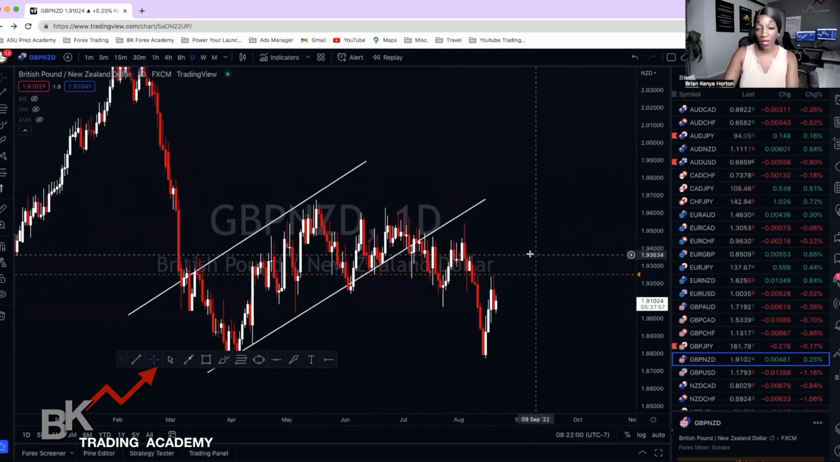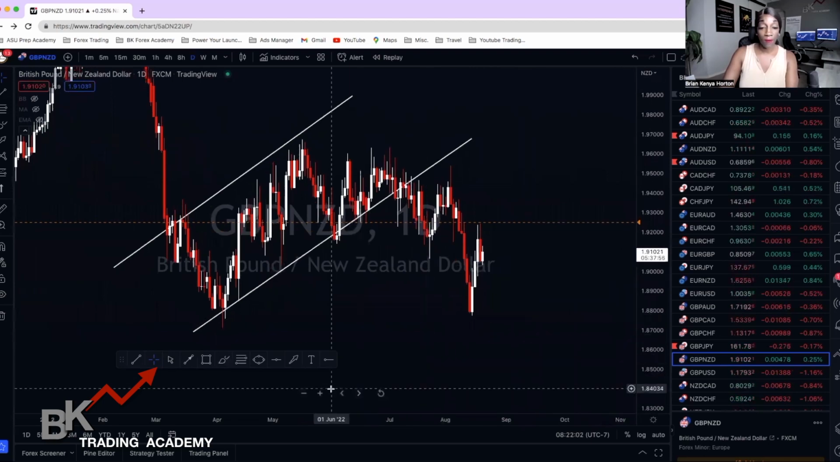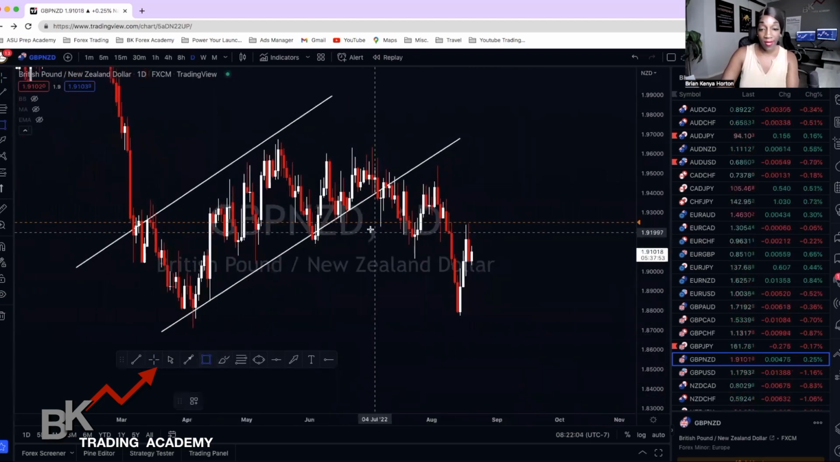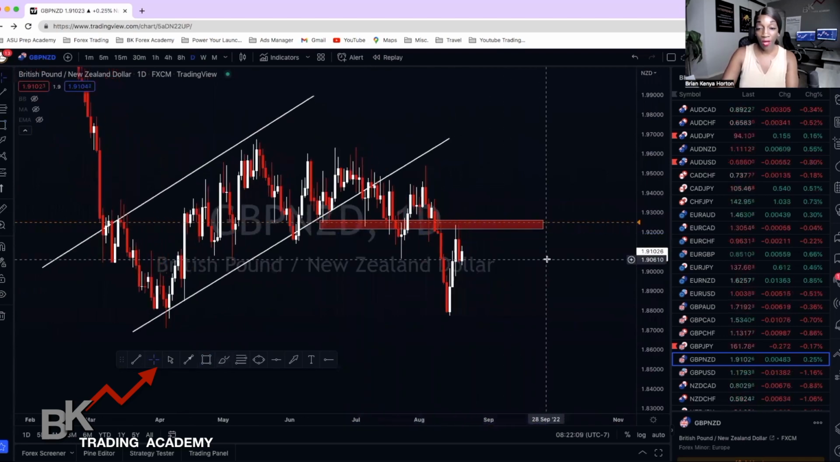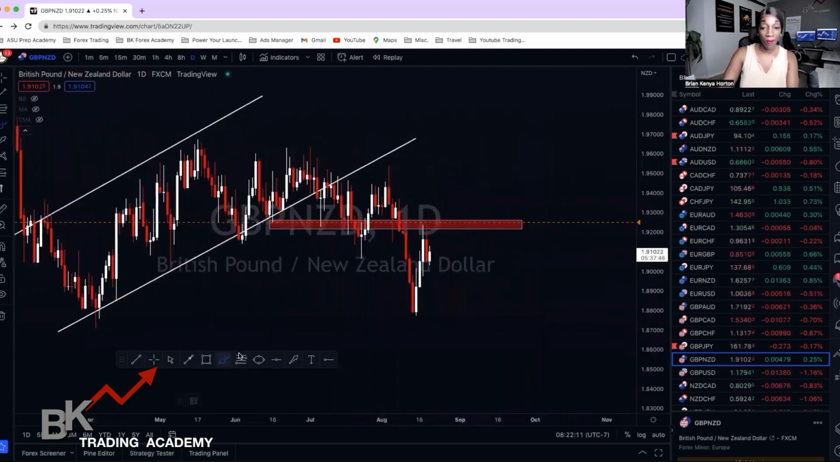So if I make this a little bit bigger, you can see here that price is finding resistance right at a previous structure that was also strong support as well. So here is our resistance, and we have rejective resistance right in this area.